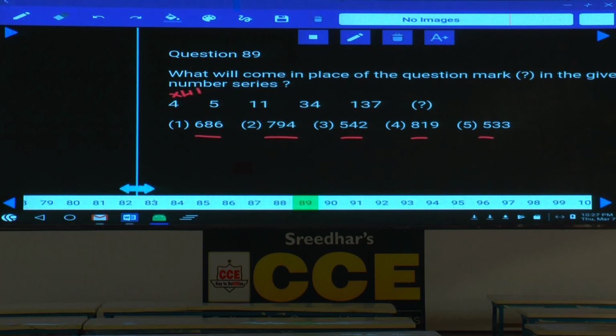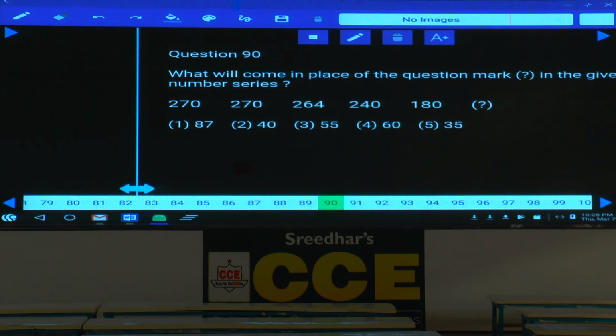4 and 5: 4 into 1 plus 1, and 5 into 2, 10 plus 1 is 11. 11 into 3, 33 plus 1 is 34. 34 into 4 plus 1, 136 plus 1 is 137, and the next one into 5 plus 1. Now 35 into 5 plus 1 is how much? 7 into 5, 35 plus 1, 36. The last digit must be 6. Among the given choices, last digit 6 is given only in choice 1. Done? Now this is about question number 89.